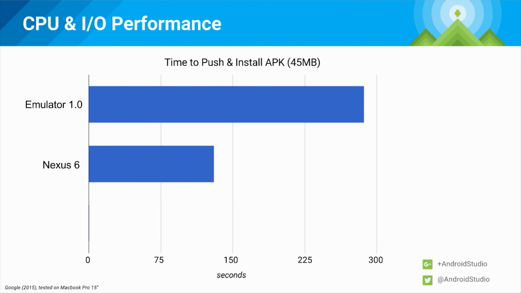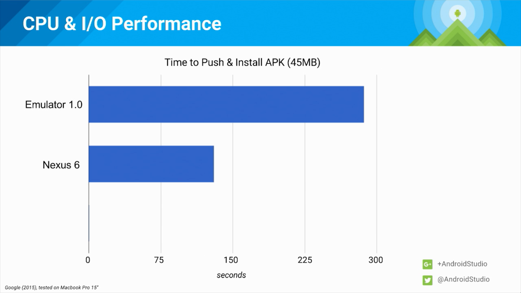In the past, with Emulator 1.0, it would take just under 300 seconds to install and push that application. Most of the time, as indicated by Zav, is on the install part. In a few seconds, you can push it across the wire, but it takes a long time to process.